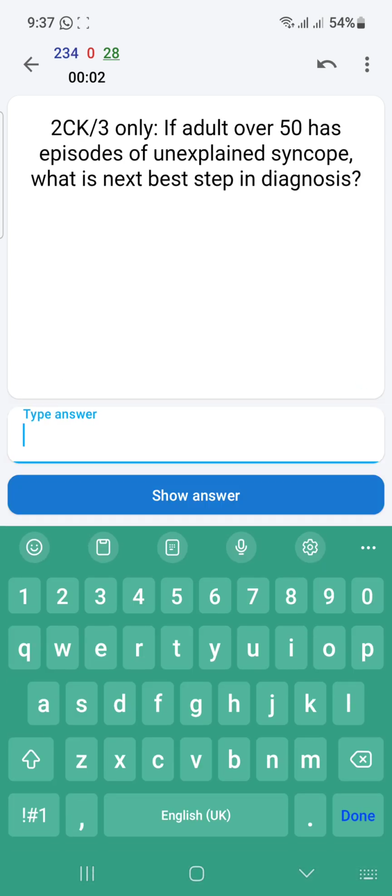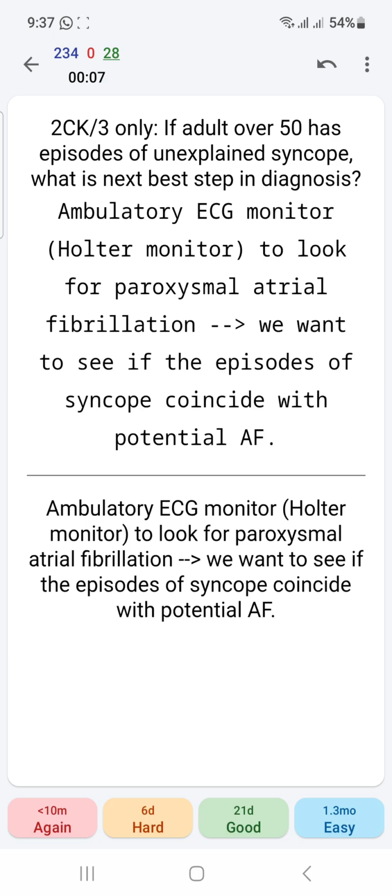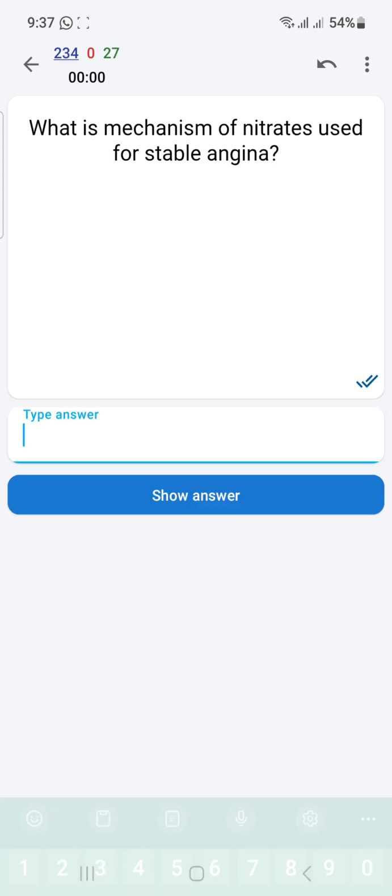If an adult over 50 has episodes of unexplained syncope, what is the next best step in diagnosis? Ambulatory ECG monitoring, Holter monitor, to look for paroxysmal atrial fibrillation. We want to see if the episodes of syncope coincide with potential AF.